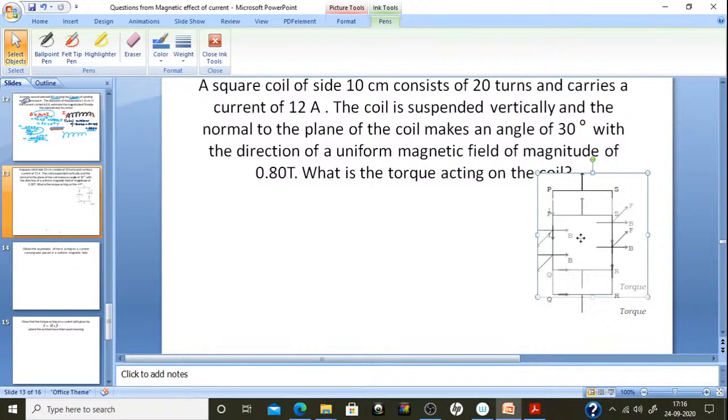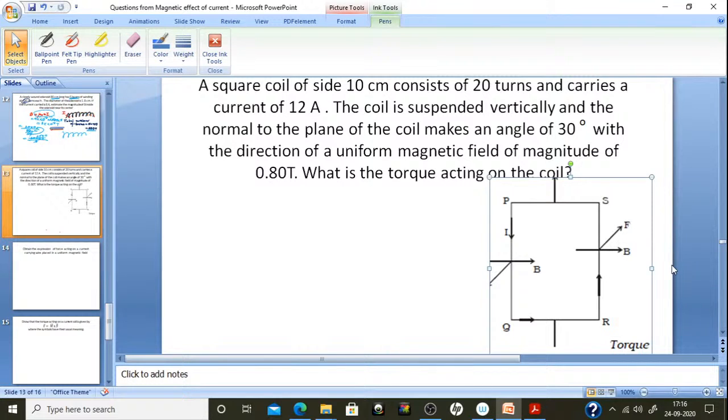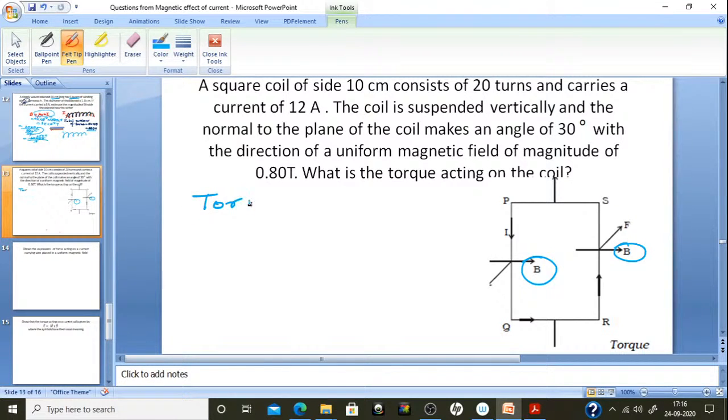So if you remember, we have done this one also. If you have a coil like this, PQRS, just increase the size, right? If you have a coil PQRS this way, and suppose there is a magnetic field B acting in this direction, can you see? Then this coil will experience a force, and that force will make the coil rotate. It is called torque.